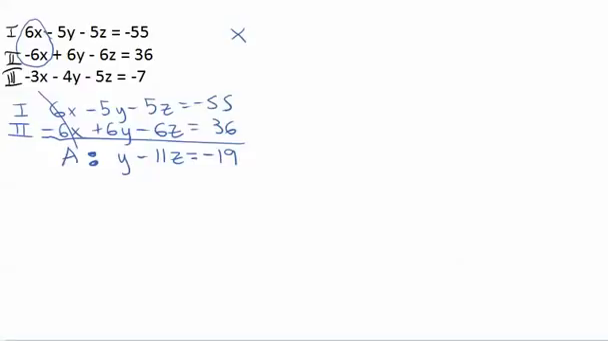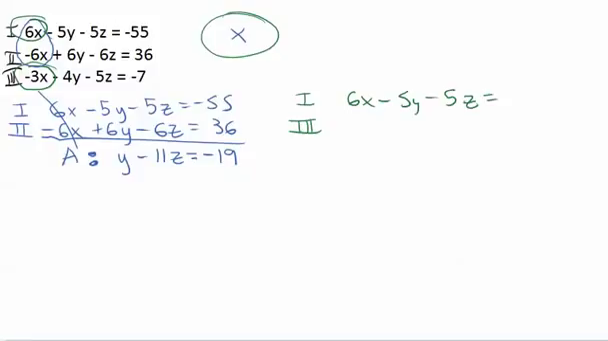To find equation B, we're going to eliminate the same variable. We're going to eliminate x again using a different pair. So I have to use this negative 3x. And since it's negative, I'm going to use the positive to balance it out. So I'm going to use equations 1 and 3. Equation 1 is 6x minus 5y minus 5z equals negative 55. And equation 3 is negative 3x minus 4y minus 5z equals negative 7.